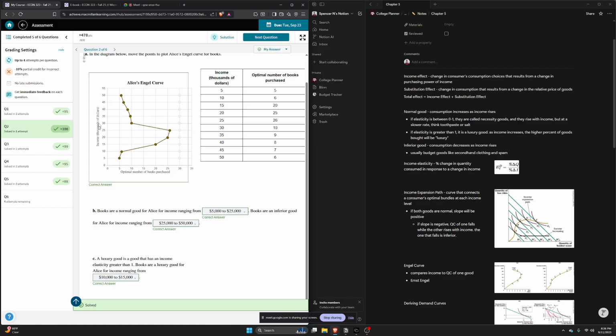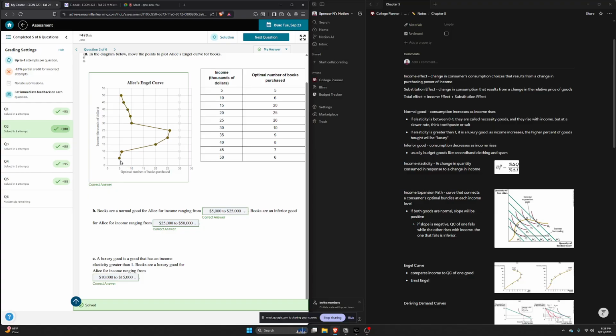So we're going to take the income, so it's 5,000 to 25,000. Books are an inferior good, which means that consumption decreases as income rises. So income's still rising, but consumption is decreasing. And that happens from 25,000 right here to 50,000 up here. A luxury good is a good that has an income elasticity greater than 1. Books are a luxury good for Alice for income ranging from blank to blank. So we're looking for high elasticity, which means the price really affects it, either going up or down.